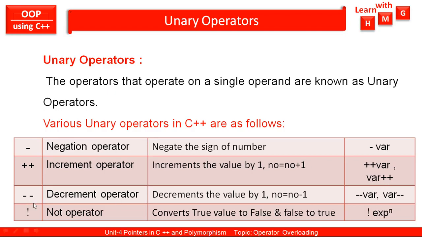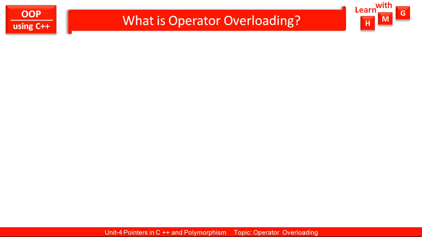In the same way, the decrement operator is used to decrement the value of a variable by 1, and it is also used in pre-decrement and post-decrement formats. And the not operator is used as a logical operator which converts true to false and false to true. For example, not expression, where expression is a logical expression. So these are the four basic unary operators in C++.